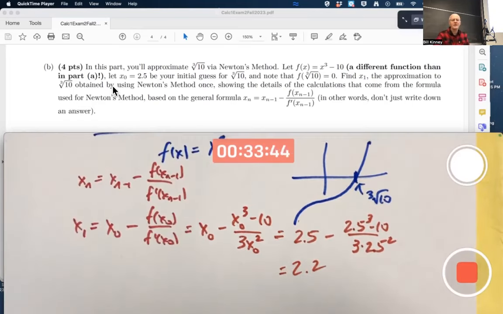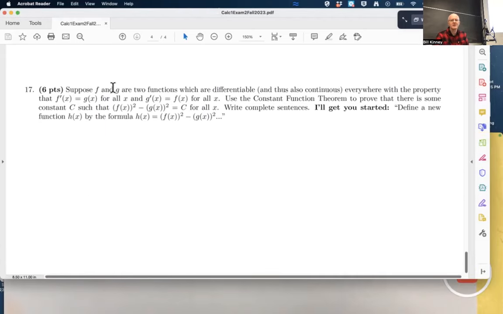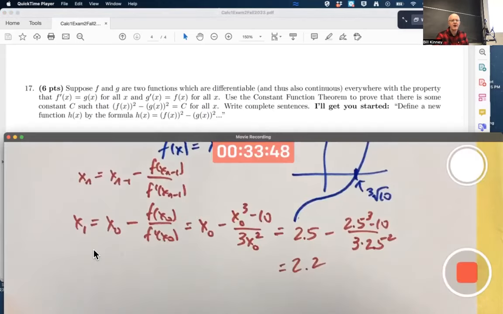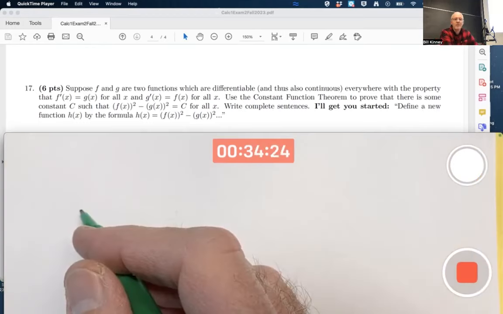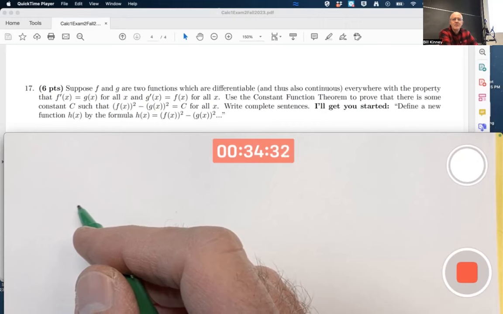I will tell you that I will not put the constant function theorem proof on the final, but I think it's worth talking about this one briefly. In this problem, we're assuming f prime always equals g, g prime always equals f. What functions are these? I'll tell you in a minute. Prove that f of x quantity squared minus g of x quantity squared always equals c. And I told you how to get started.